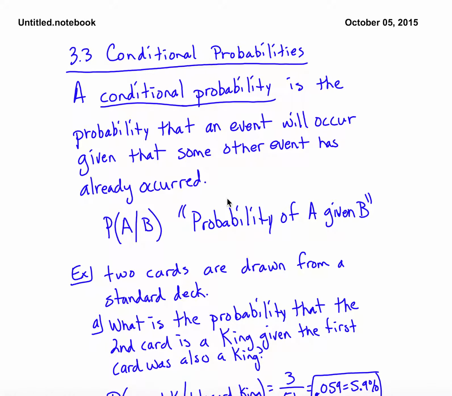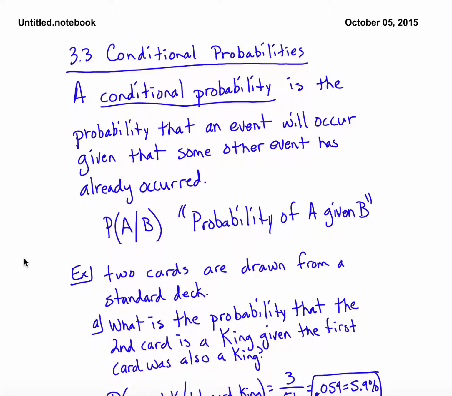So another concept that I touched on slightly in the last video is on conditional probabilities. A conditional probability is a probability that an event will occur given that some other event has already occurred. So we write this as the probability of A given B, or you can use a slash, or you can just use the words probability of A given B.